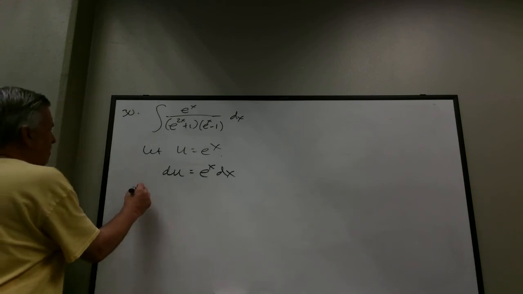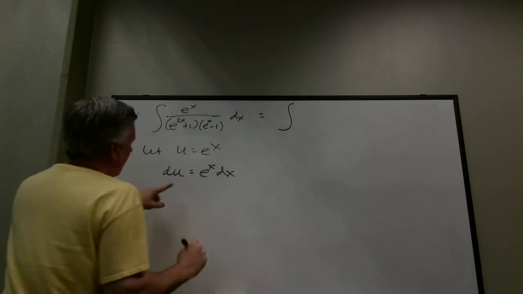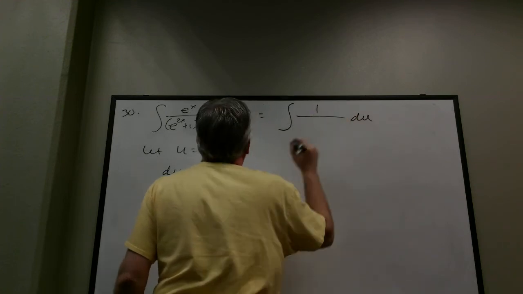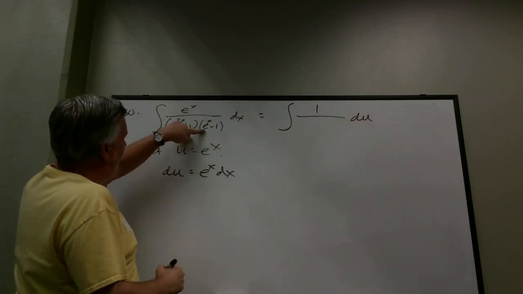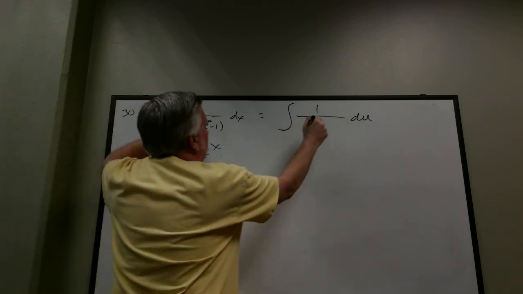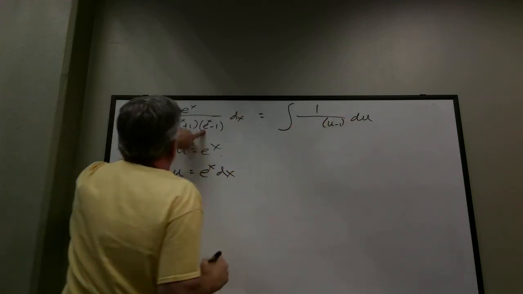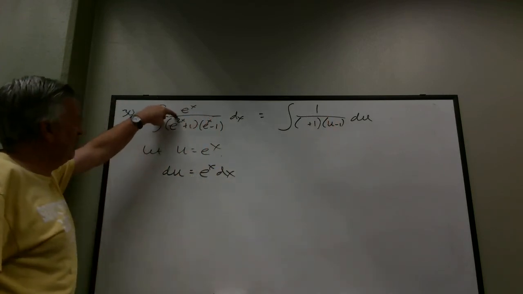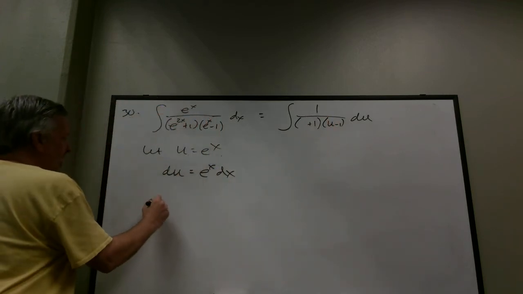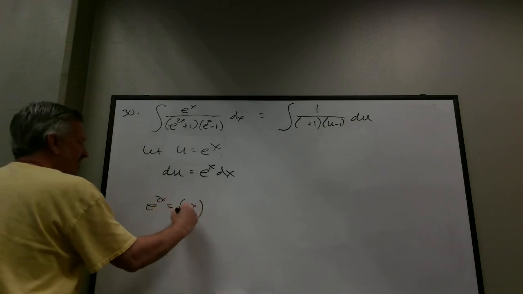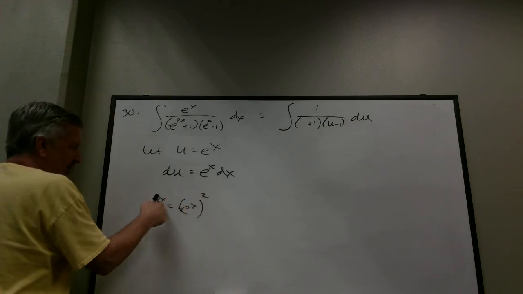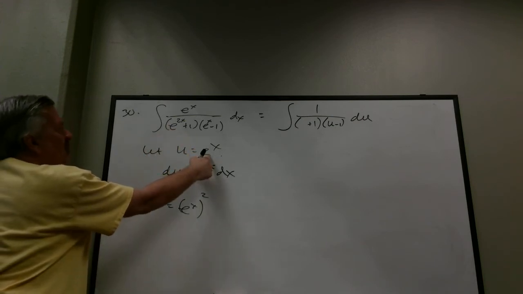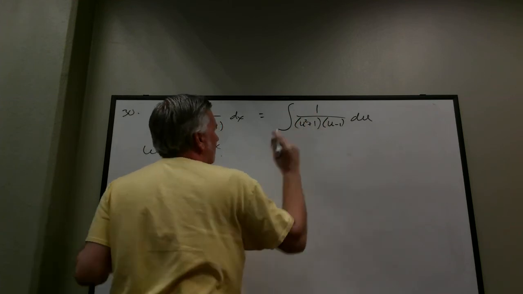So if I do the substitution, e to the x dx is du. And notice I'm left with 1 over stuff. Now there's u, right? So that's u minus 1. Now what about this? You're going to have a plus 1. Now what's e to the 2x in terms of e to the x? e to the 2x is e to the x squared. Base to a power, you multiply the powers. So e to the 2x is e to the x squared, so that's u squared.